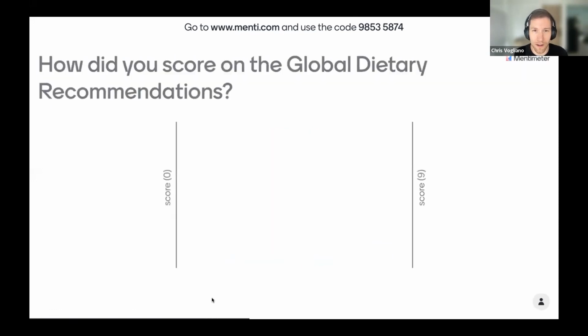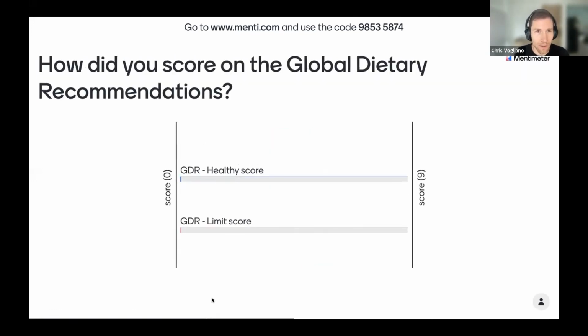That sounds great. Okay, the next one is the global dietary recommendations. And here we have the GDR healthy score and the GDR limit score. Thankfully, we don't have to do the calculation ourselves because the Excel sheet does that for us based on the responses of the DQQ. So the GDR healthy, you'll see in column J, and the GDR limit is in column K. If you could please enter your responses now.